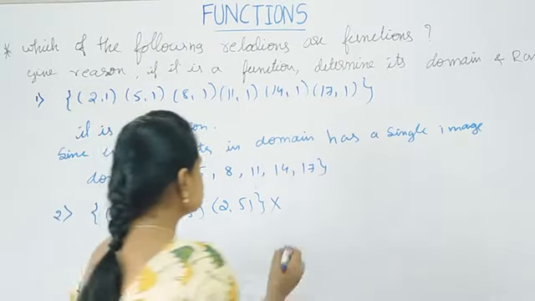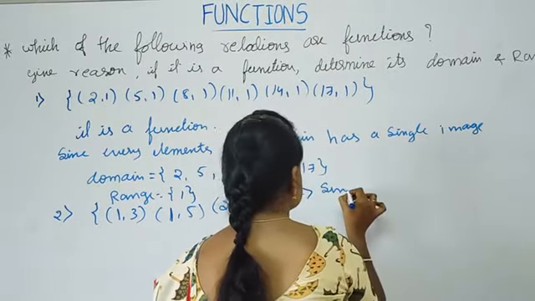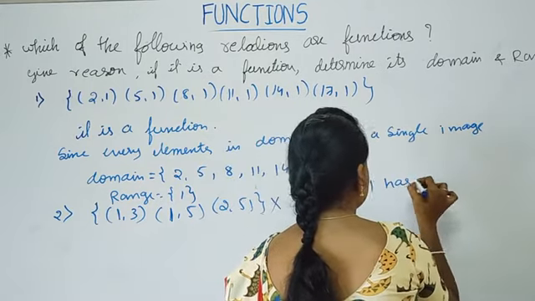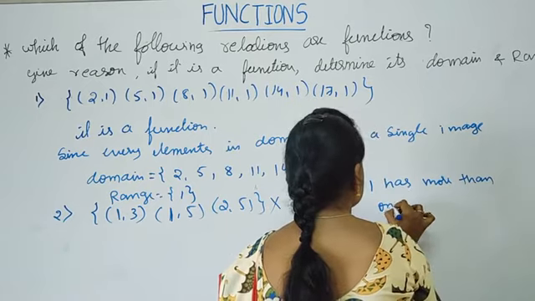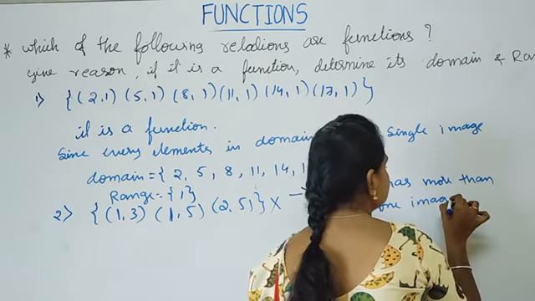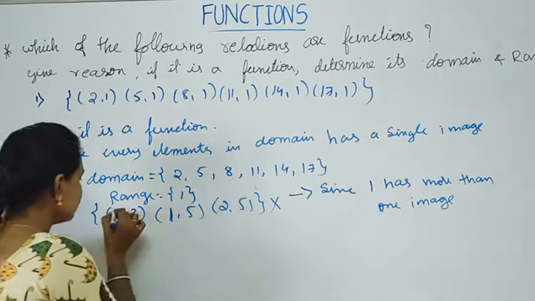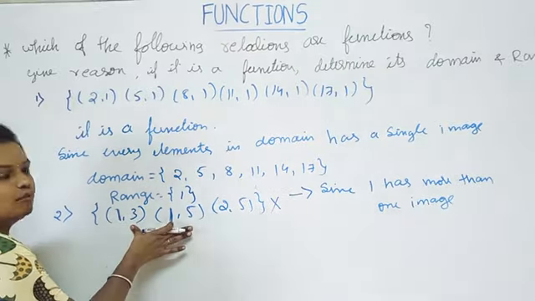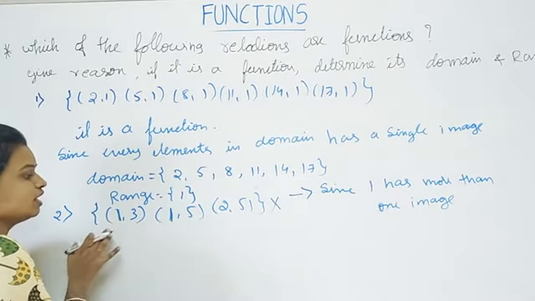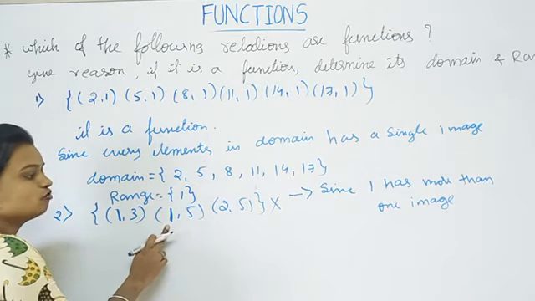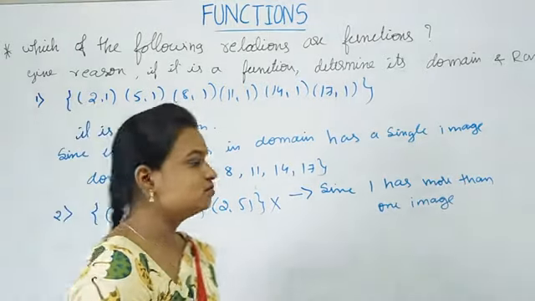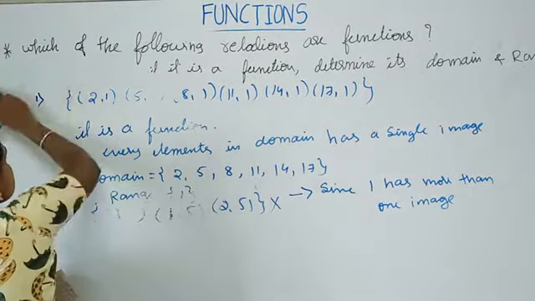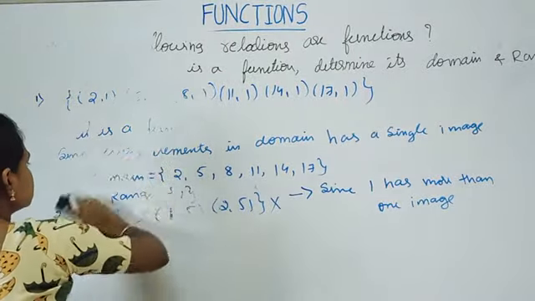So what is the reason? Since 1 has more than 1 image. So the element 1 has more than 1 image. So 3 is also an image of 1 as well as 5 is also an image of 1. Hence this is not a function. Understand? So we move on to the next topic.